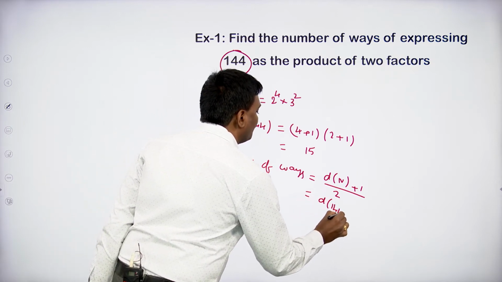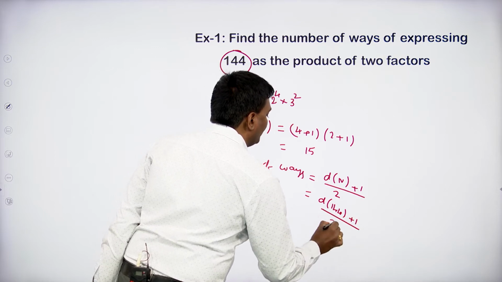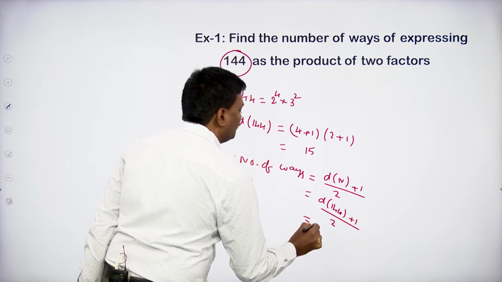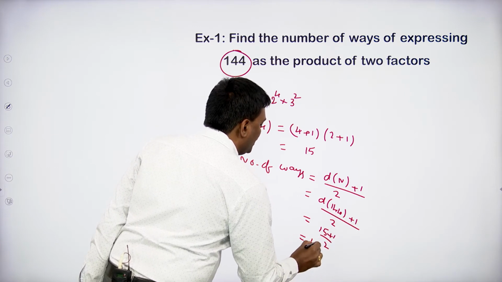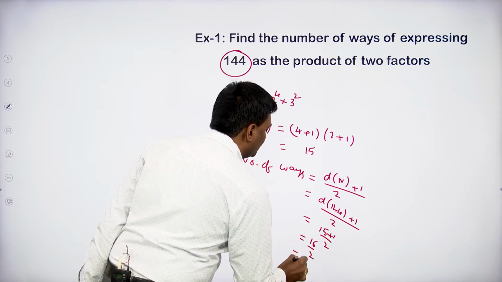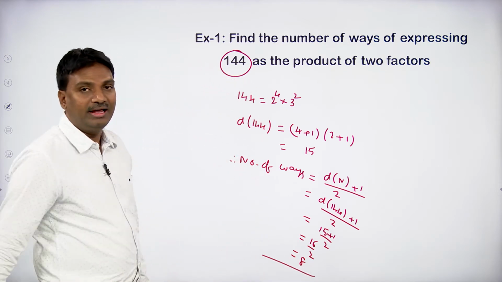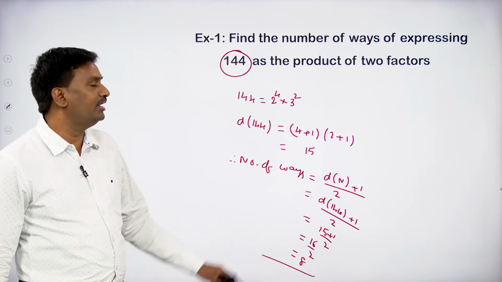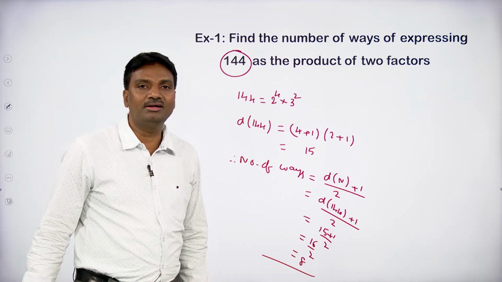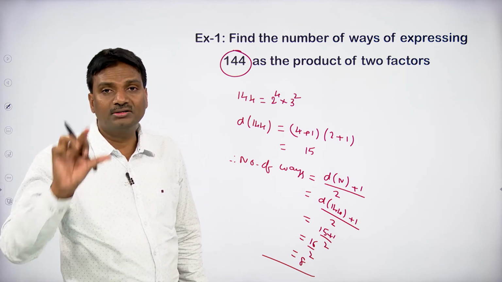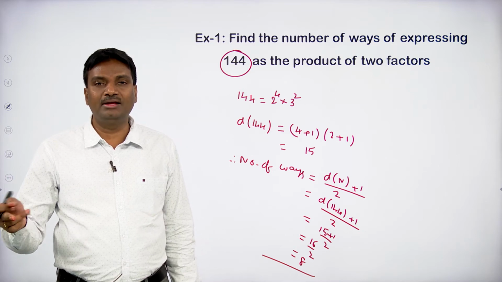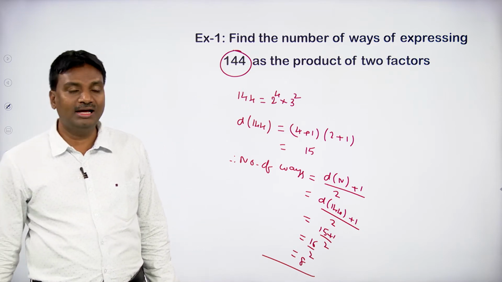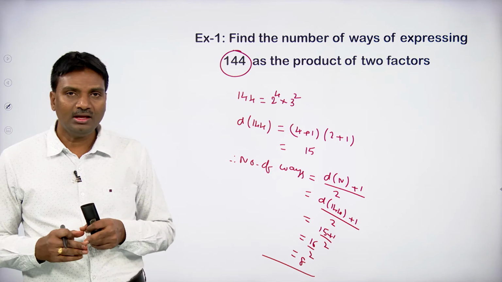So d of 144 plus 1 by 2, where d of 144 is 15, plus 1 by 2. 15 plus 1 is 16, by 2, so that is 8. In 8 ways we can express the given natural number n, 144, as the product of two factors: 1 into 144, 16 into 9, 6 into 24. Like that we can express it in 8 ways.